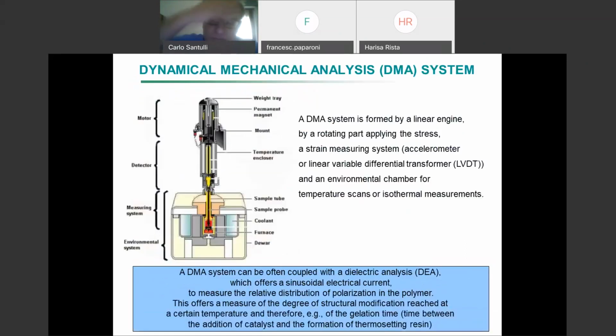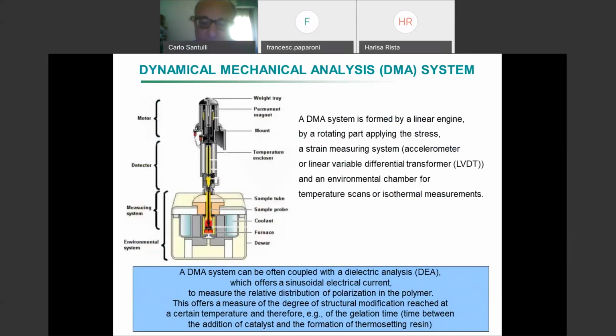In some cases, it's not possible to measure the glass transition temperature and the other transitions, such as the softening temperature and the cold crystallization, with DSC, differential scanning calorimetry. In these cases, we need to use dynamic mechanical analysis. In dynamic mechanical analysis, you have an engine and a disk, of whatever shape, which applies the stress, and you measure with a system which measures strain. In this way, you are able to get, as always, a measurement of storage modulus, loss modulus, etc.